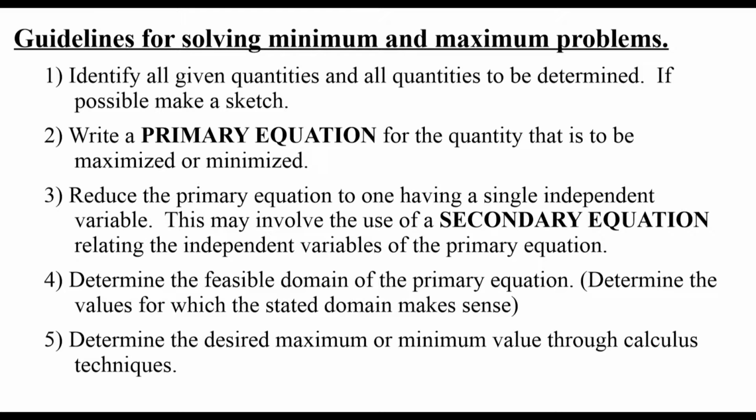Once we've done that, we're going to determine a feasible domain for the primary equation. A lot of these application problems may have equations that have domains that would be all real numbers. But in the context of the problem, there are certain values that wouldn't make sense. For example, if we are optimizing surface area, we wouldn't be talking about a negative distance or a negative length of a side of a square. So we definitely have to keep that in mind.